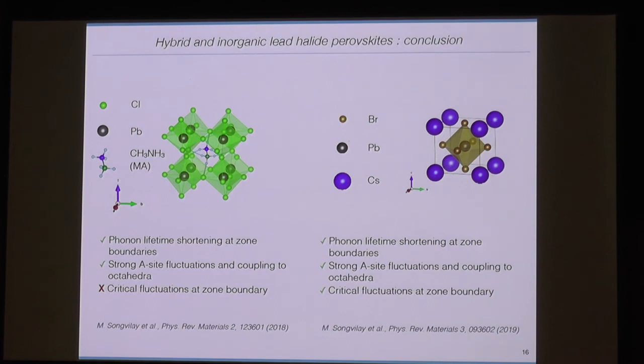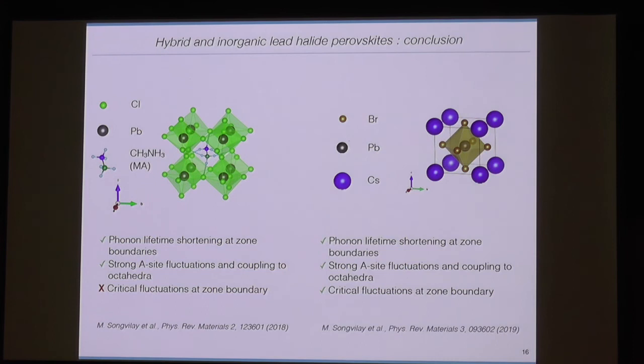So in conclusion, if we compare both hybrid and inorganic perovskites, we saw that there's a strong phonon lifetime shortening at the zone boundary, which is caused by fluctuations of the A site. It also shows that there's a strong coupling between the A site fluctuations and the framework. What we also show is that the influence of the A site on the lattice dynamics seems inherent to all of the perovskites, either hybrid or all inorganic, and that may explain the universal ultra-low thermal conductivity that was found in both types of materials.